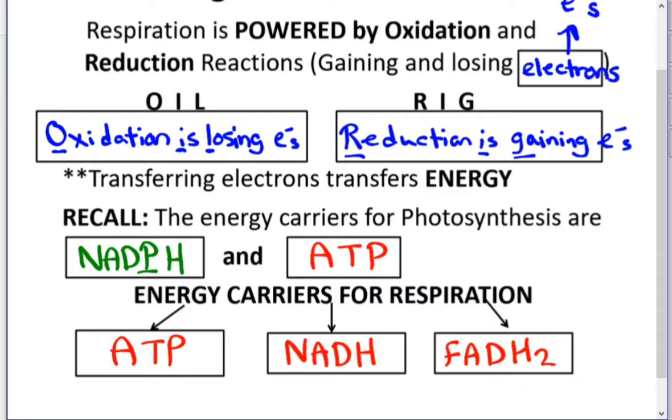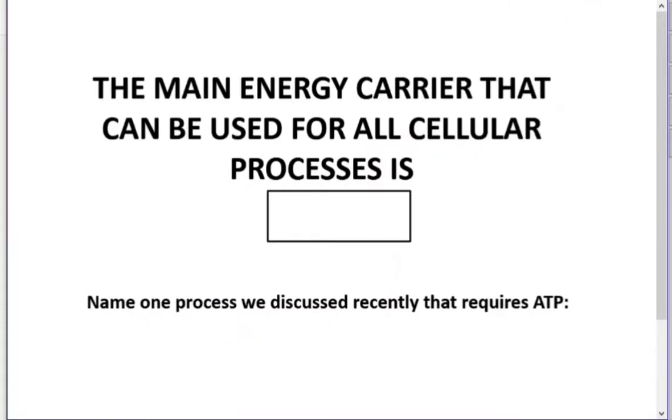And they're just different molecules that have evolved to carry energy. Don't worry yourself too much with the names. Just learn to identify the names. You don't have to memorize it. You just have to recognize it if it's in a question, okay? So these are our energy carriers. Out of those energy carriers, which one is the energy carrier that can be used for all cell processes? ATP. And remember, a recent process that we've discussed that requires energy is active transport.